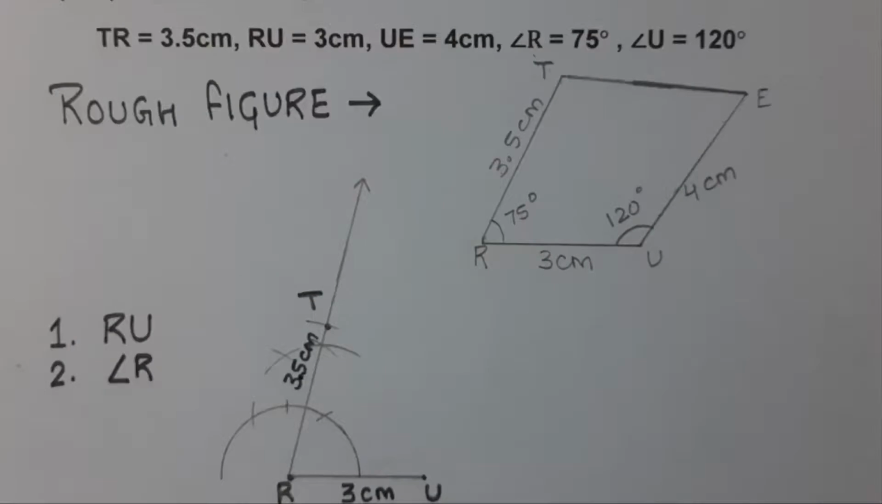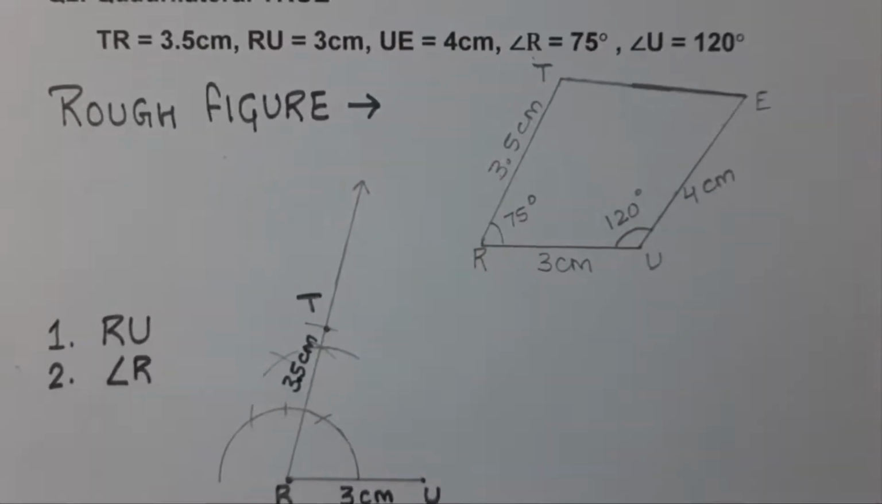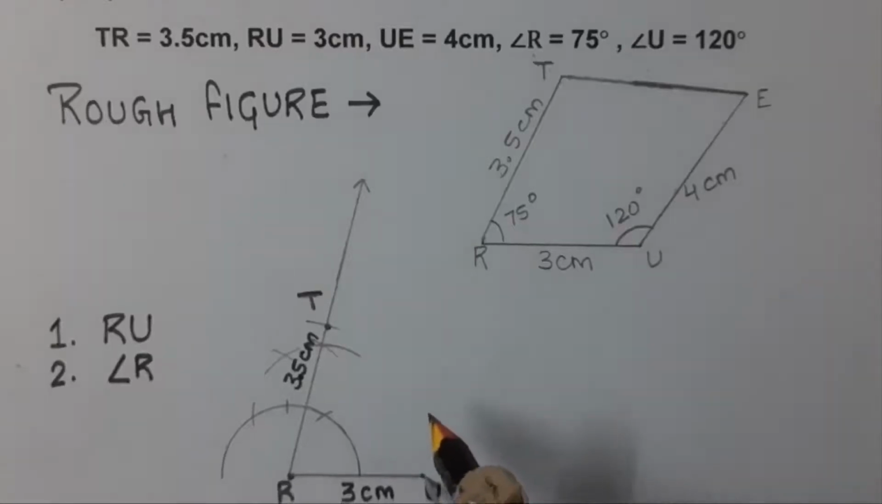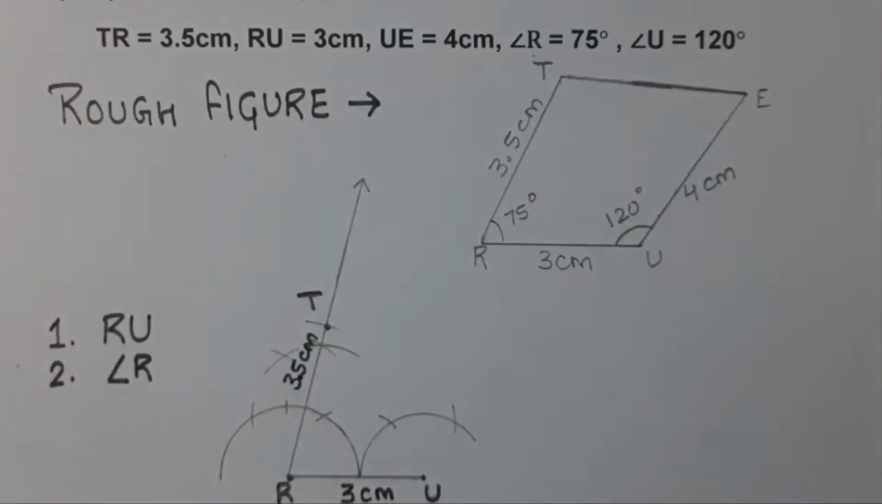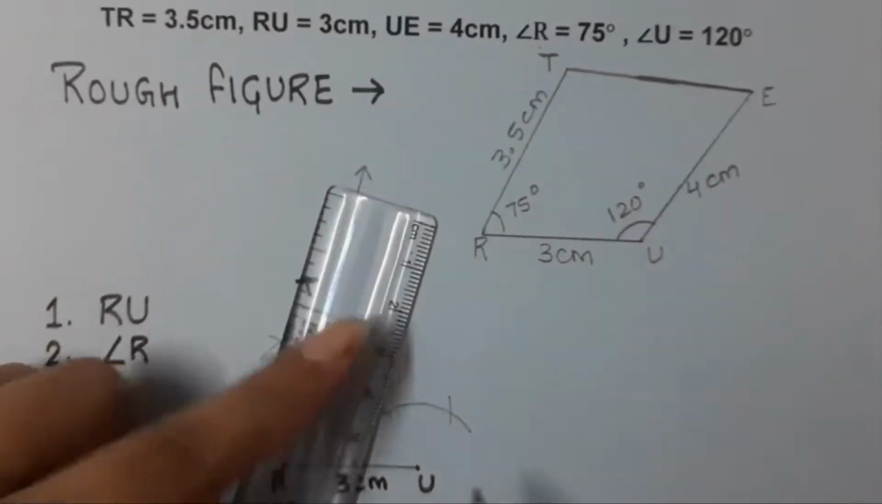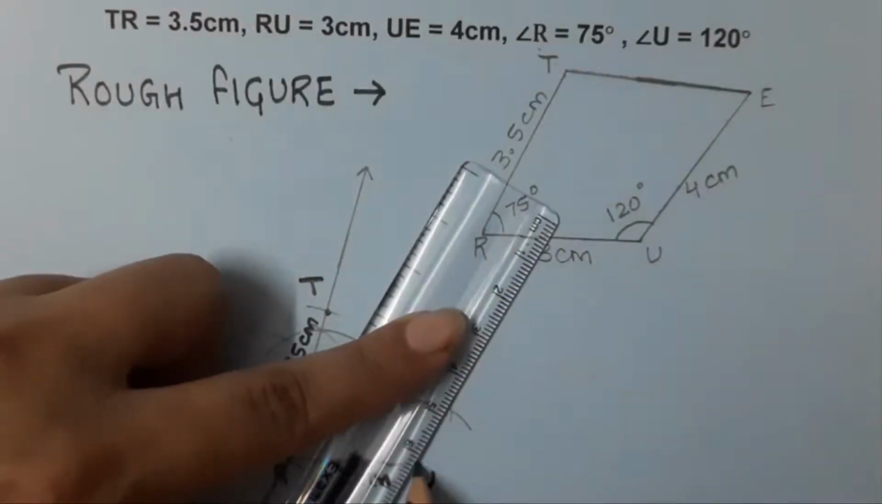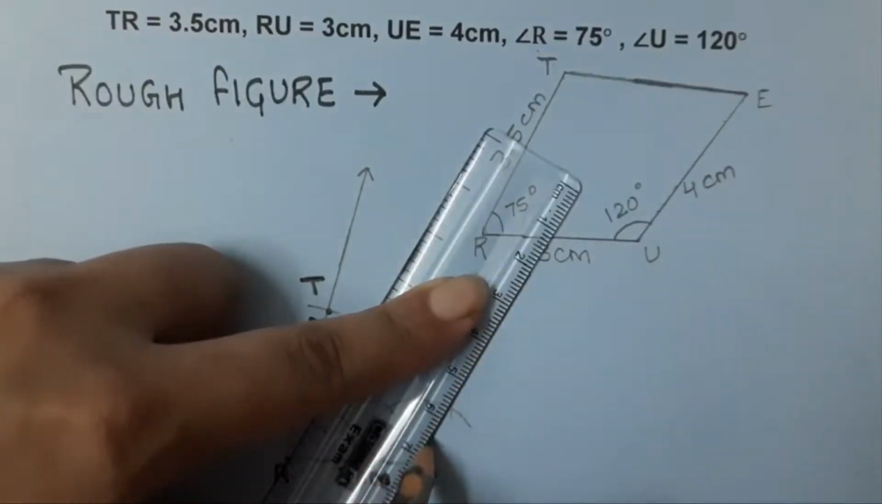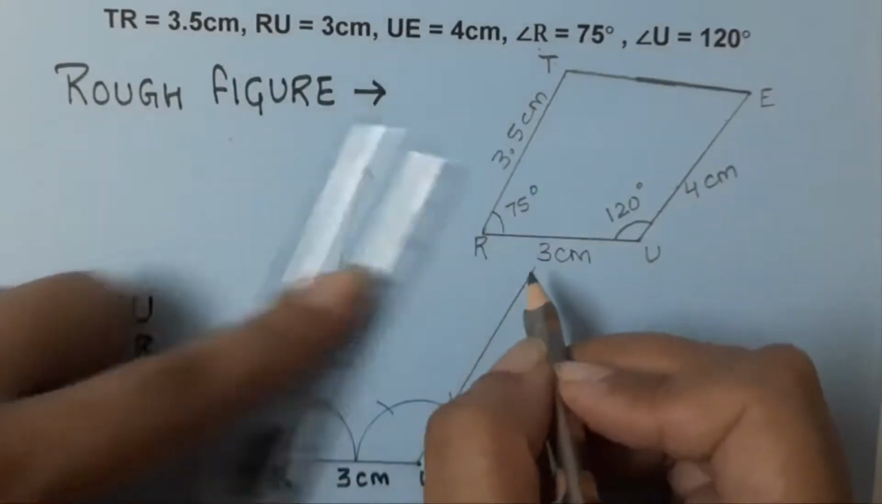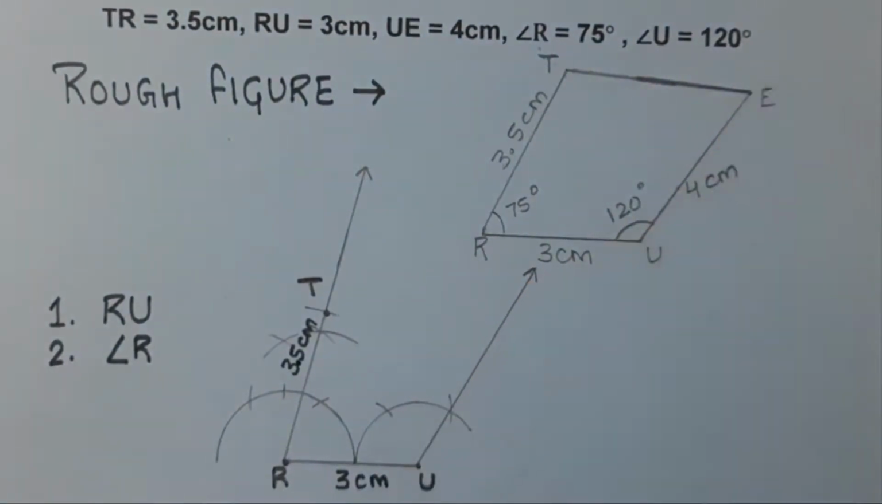Now we'll be constructing 120 degree at vertex U, which is very easy to construct. So we'll again place the pointer at point U and make an arc like this. From this point, 0 degree point, we'll make an arc to construct 60 degree, and then from this we'll make an arc to construct 120 degree. Now we'll connect these two to get the ray which gives us 120 degree, and this has also given us the position to locate the side UE.